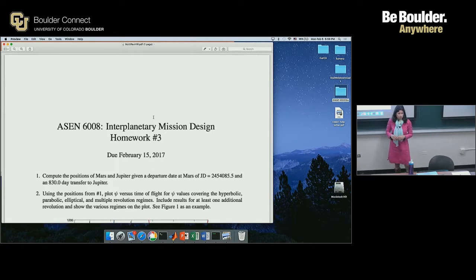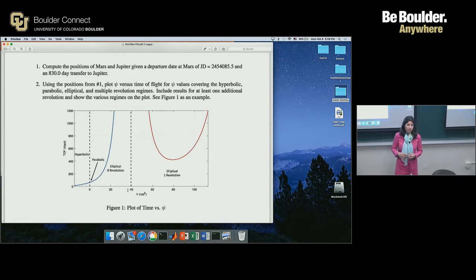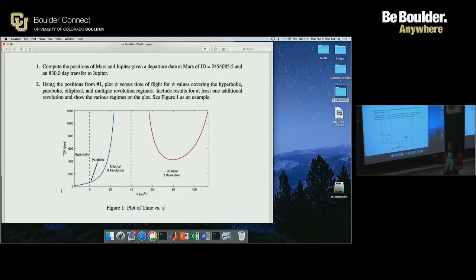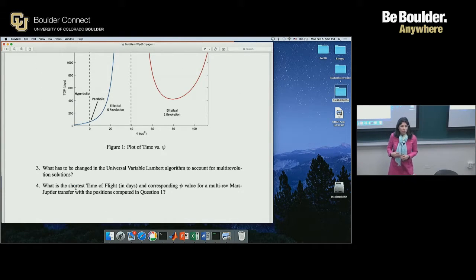You're going to compute the positions of Mars and Jupiter based on certain dates, and I want you to create a plot like this multi-rev plot, the psi versus time of flight, and show the different regions on the plot. Basically, you're recreating a plot like this. This is the plot for an Earth to Venus transfer. So, like I said, the one for Mars to Jupiter is going to look different, but it's going to have the same shape.